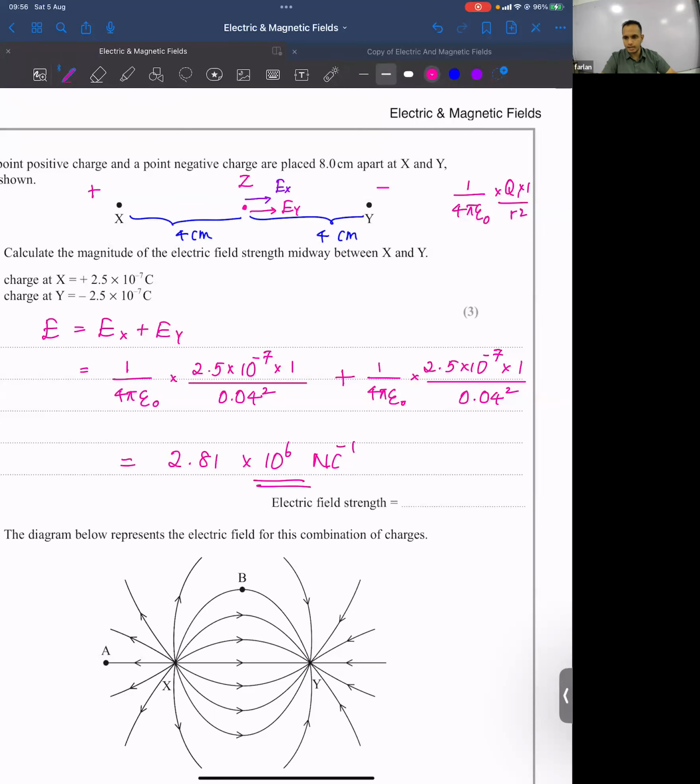We take only the magnitude of the charge. Even though Y is a negative charge, when you put it into the equation, you take only the magnitude of the charge.